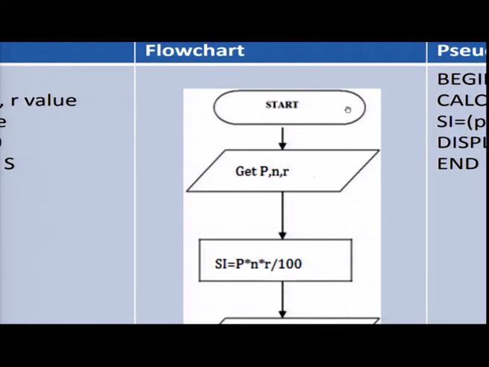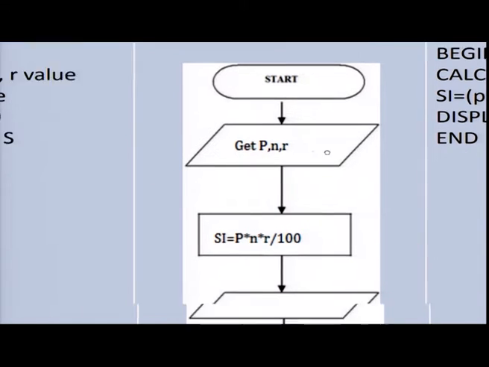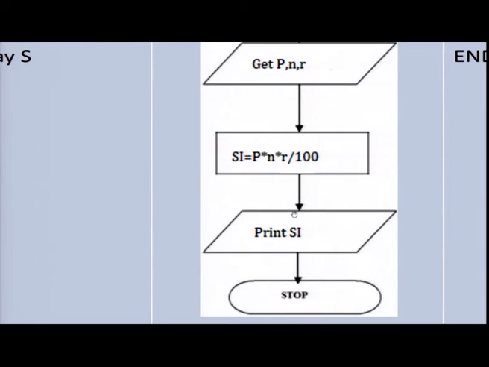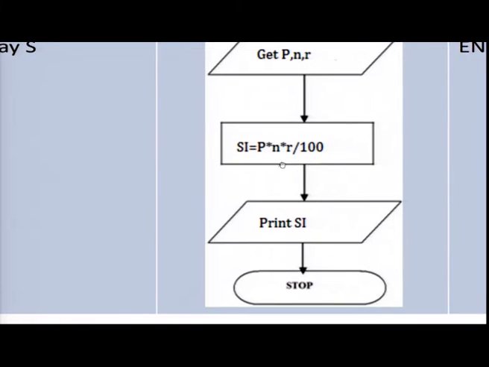You are giving start. You are getting the value of P, N and R. To get the input, the symbol used is the parallelogram. You are calculating. The symbol used is the rectangle. So the symbol used for calculations, for doing any kind of procedural operations, it is the rectangle. So SI equal to P into N into R whole divided by 100. So you are printing the value of SI with a symbol called parallelogram again. Then you stop it with an oval symbol.